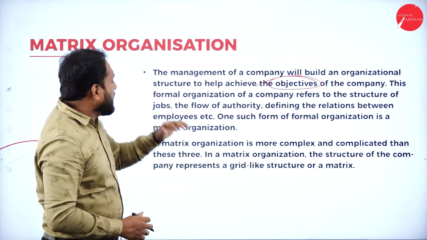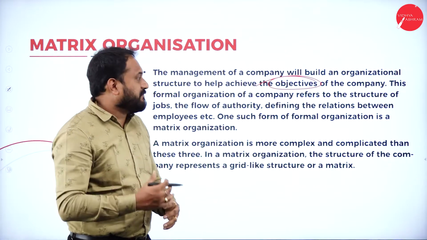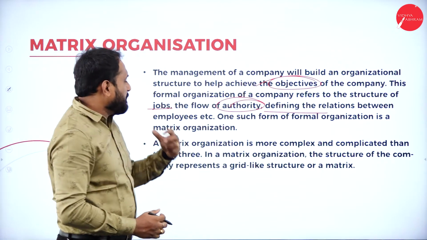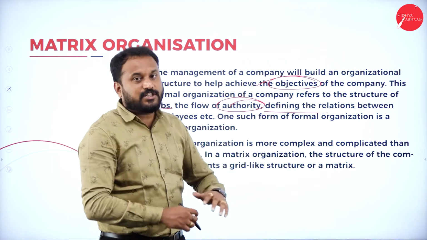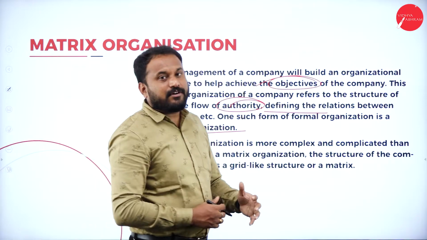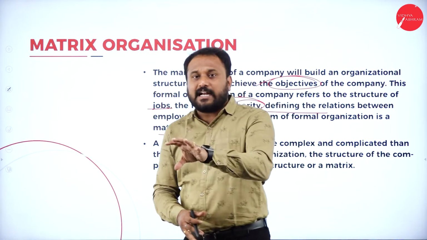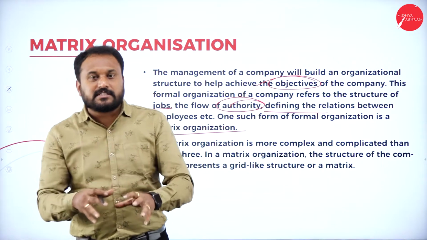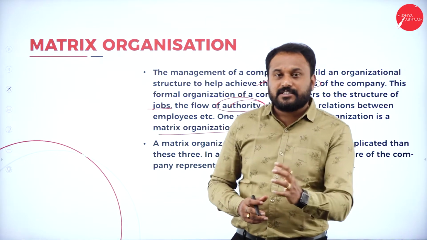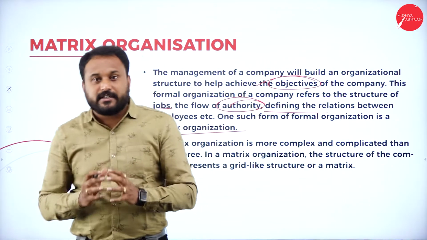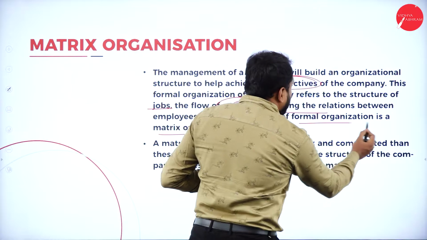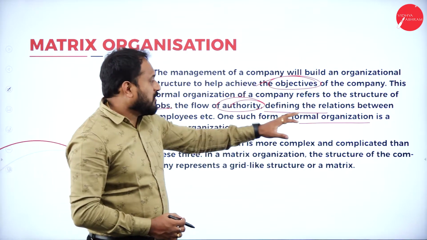Objectives of the company. This formal organization of a company refers to the structure of jobs, the flow of authority, defining the relationship between employees, etc. One such formal organization is the matrix organization. Whenever we go with any structure, we are supposed to know why these structures are made. The first and foremost reason is we go with a structure only to achieve the organizational objectives very fast. Now here you need to understand that the matrix structure is a form of formal organization.